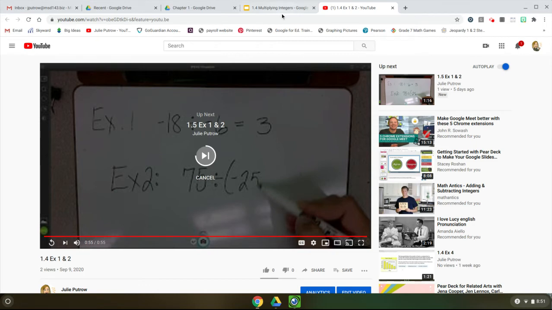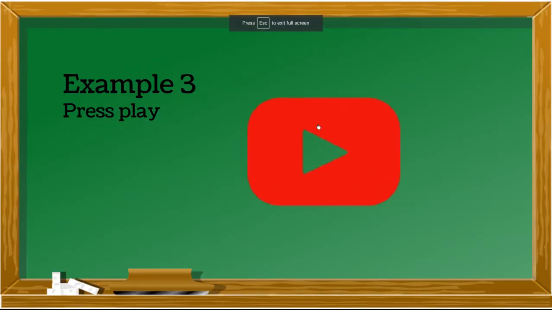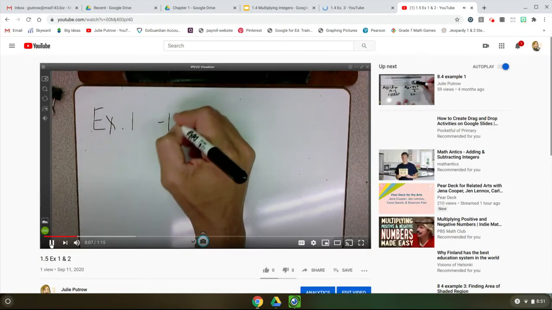Okay. Let me flip back here. So that was example 1 and 2, very basic. We're going to start with example 1. Here's example 3. Basic dividing integers with the same sign. So example 1 is going to be negative 8.